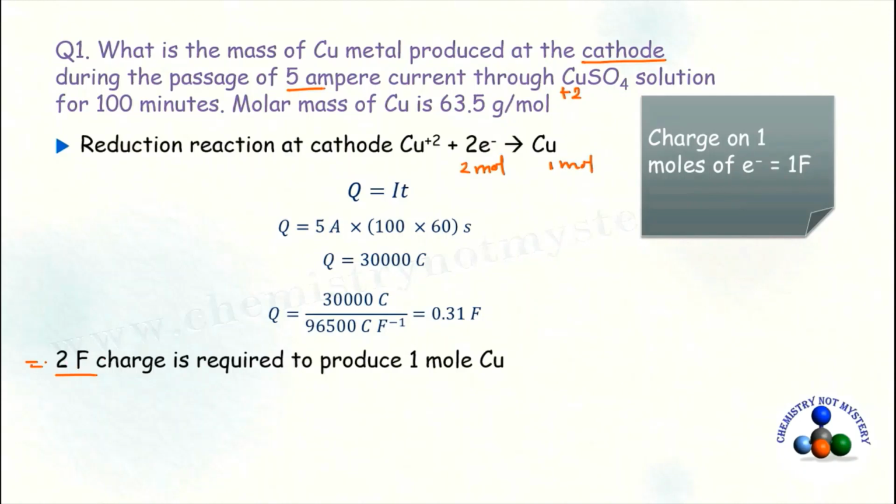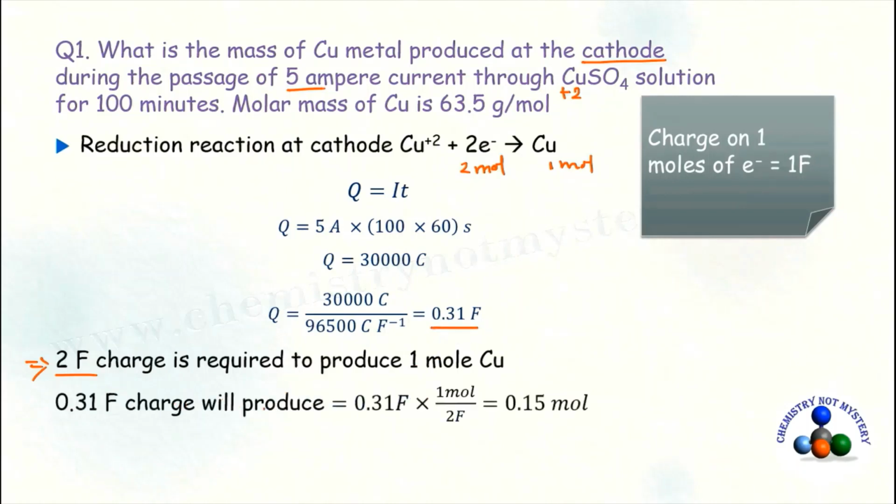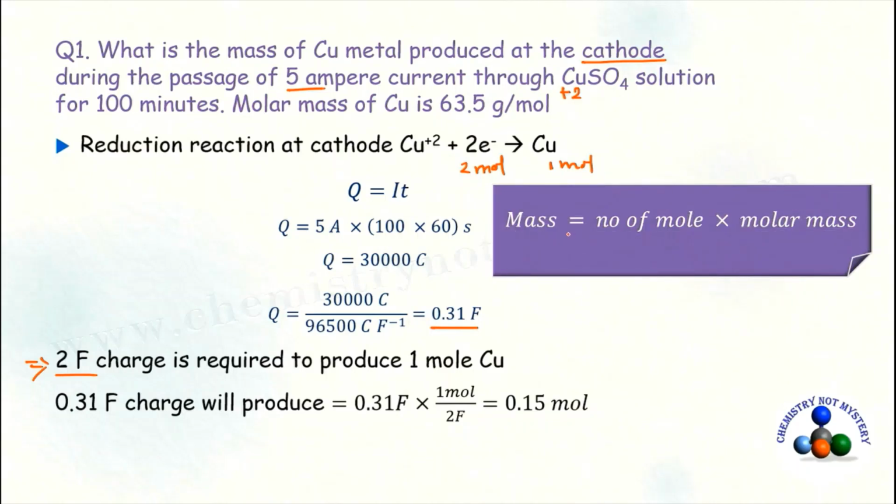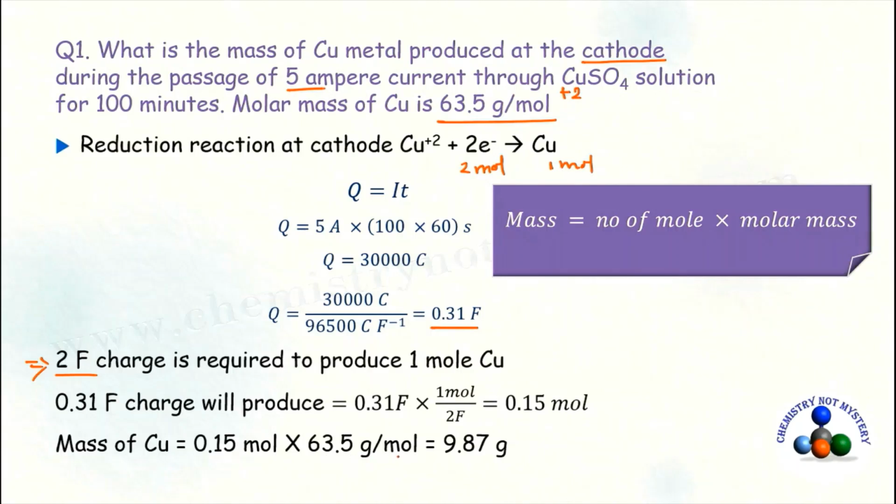And we know 2 Faraday charge is required to produce 1 mole of copper. So 0.31 Faraday will produce 0.31 Faraday multiplied by 1 mole divided by 2 Faraday. It will be equal to 0.15 mole of copper. Now we know mass of the substance will be equal to number of moles multiplied by molar mass. Molar mass of copper is given 63.5 grams per mole. So when you multiply 0.15 mole by 63.5 grams per mole, mole will get cancelled out with the mole and you will get 9.87 grams of copper.